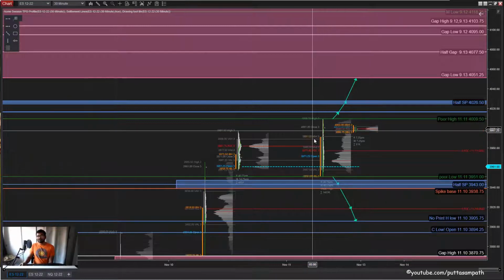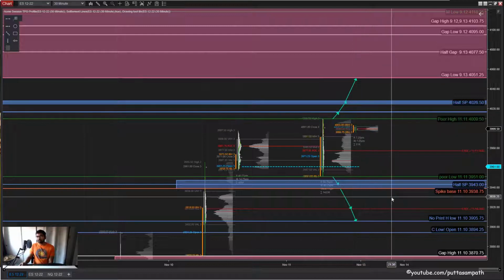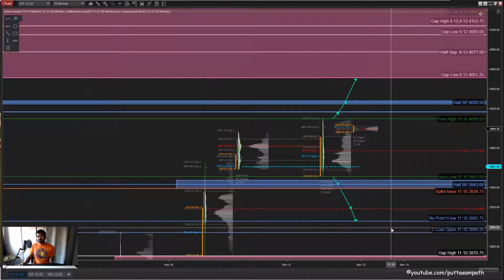Option selling is like you can sell the options above the poor high and then below the poor low and make it like an iron condor strategy.